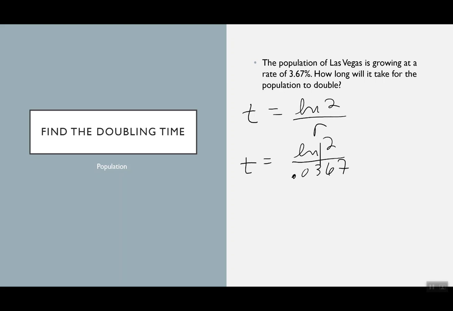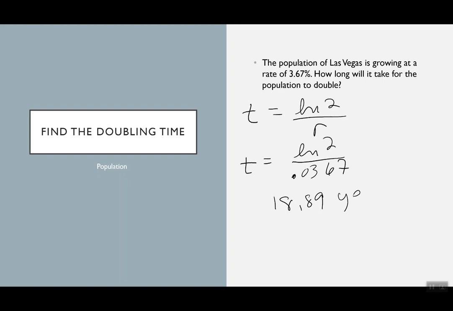So there we go. Sorry, I tried to erase this little thing, but then I'll have to put the 3 back in. Sometimes it just makes a stray mark. There we go. All right, so I'm grabbing my calculator. I'm putting in the natural log of 2, close the parentheses, divide by 0.0367, and it says 18 point, it looks like 88. I'm just going to write 18.89.